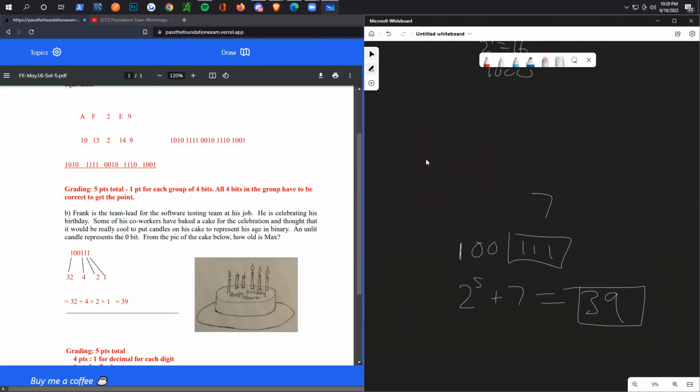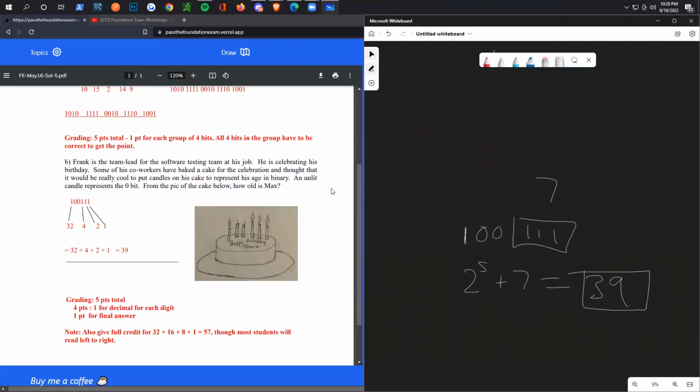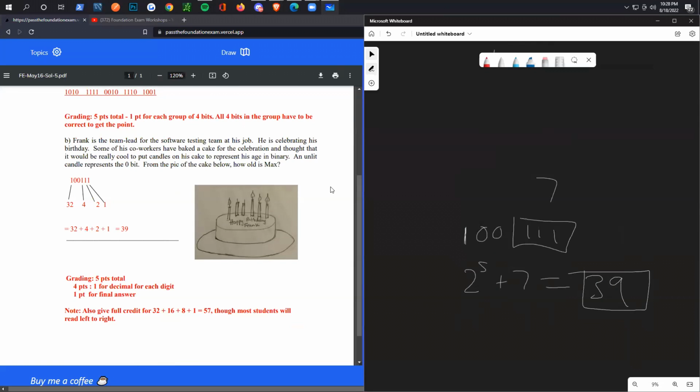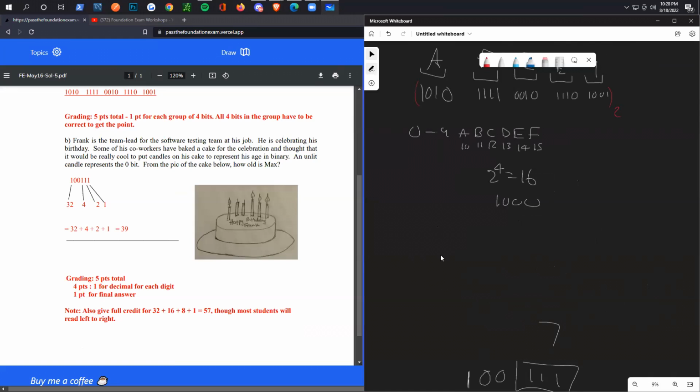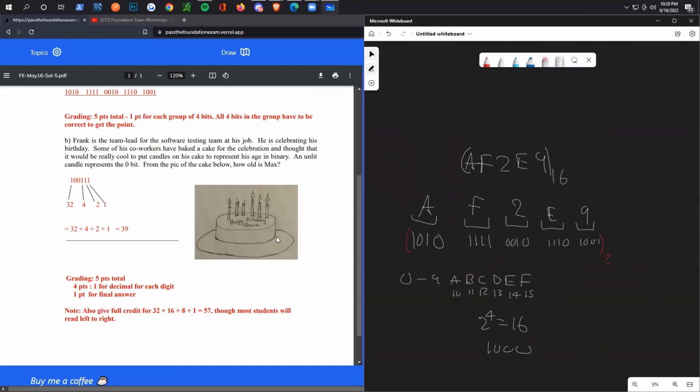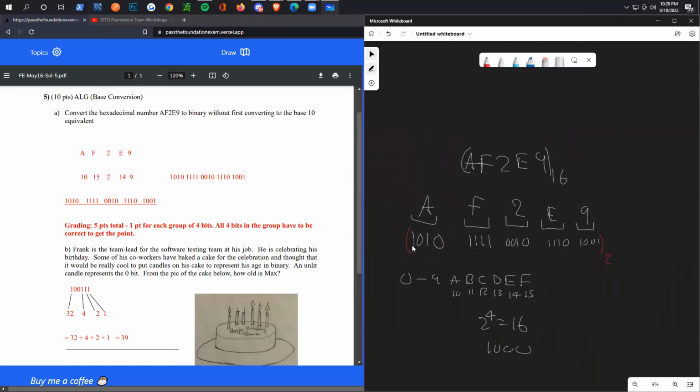Yeah, 39. Is it a cake or a hat? Yeah, I don't know, honestly. It does look like a hat, though, I'm not gonna lie. But yeah, so this is the right answer.